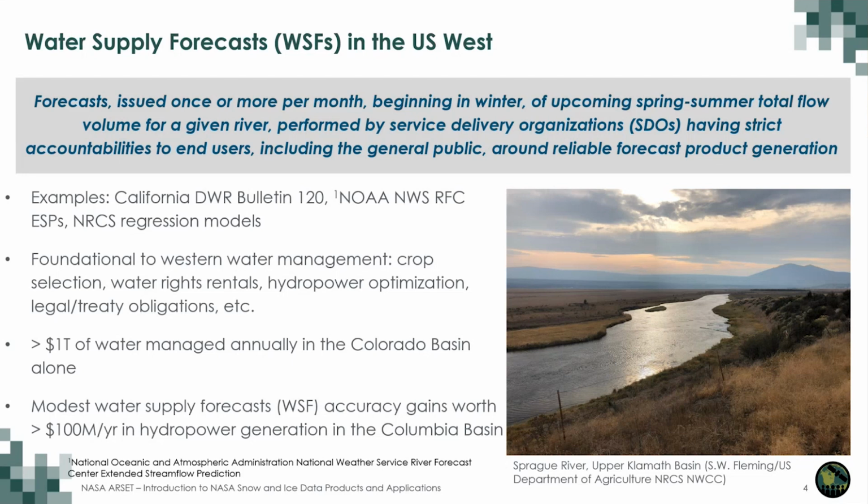These are forecasts issued once or more per month during the beginning of winter, say January or so, of the upcoming spring-summer total flow volume for a given river, performed by service delivery organizations or SDOs, having strict accountabilities to end users, including the general public, around reliable forecast product generation. That's a bit of a mouthful, but you may have come across these things. They're quite commonplace in water resource management.